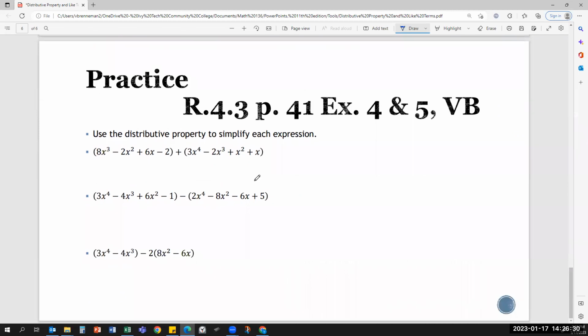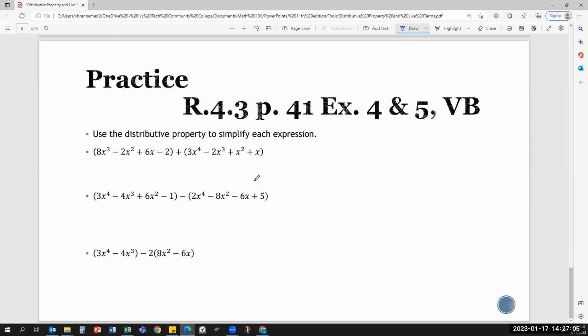All right, so some practice, putting all of these together, the distributing and the combining like terms. So we have 8x cubed minus 2x squared plus 6x minus 2, all in parentheses, plus 3x to the fourth minus 2x cubed plus x squared plus x. These parentheses aren't really doing anything. There's nothing next to the parentheses that needs to be distributed. We have that plus, so the minus would need to be distributed. It would be plus and negative, but the plus doesn't do anything.